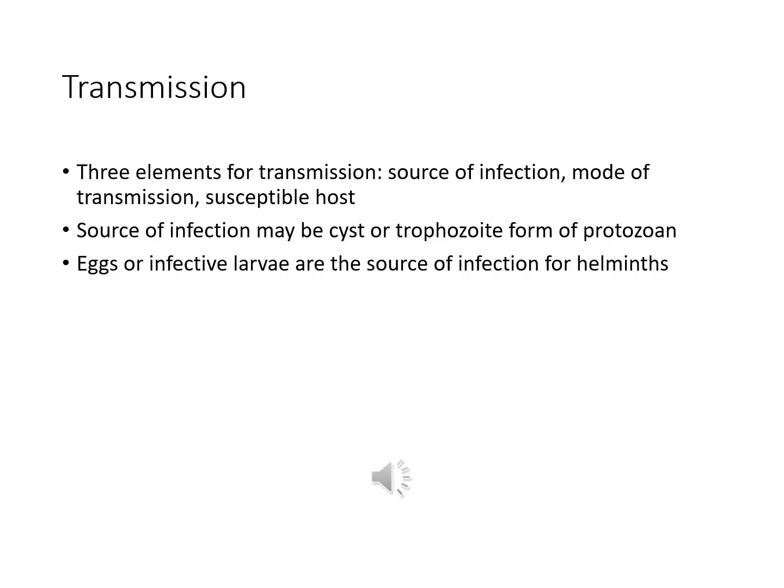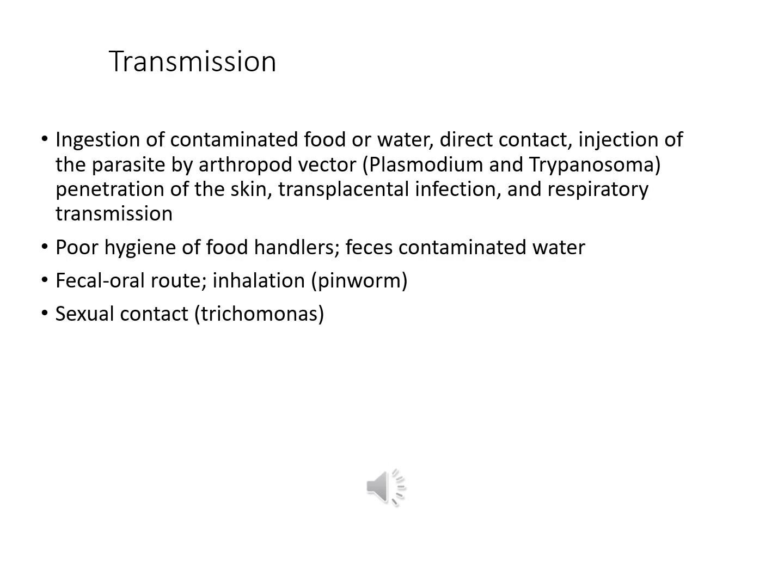With transmission of parasites, there are three elements for transmission. So you have the source of infection, a mode of transmission, and a susceptible host. The source of infection may be a cyst or trophozoite form of the protozoan. We'll talk more about that as we get into each of the parasites that we'll discuss. Transmission can also be through inhalation or ingestion of the eggs or infective larvae that are the source of those infections.